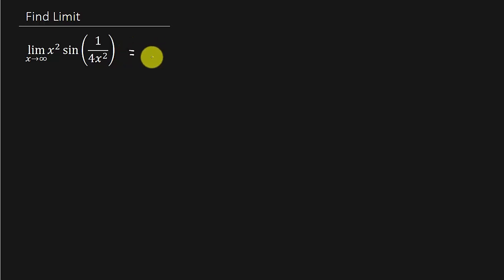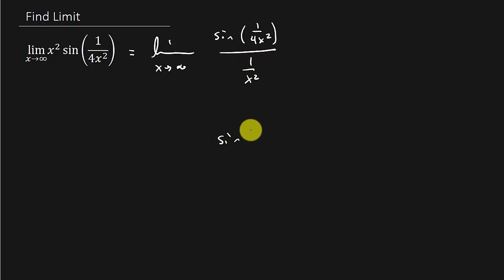So this is equal to the limit as x goes to infinity, and what if I rewrite this thing like that? Notice if you take this and divide it, that's sine of 1 over 4x squared, so it's this divided by this, which is this times the reciprocal. You see, it's the same thing. It's just a different way to write it.